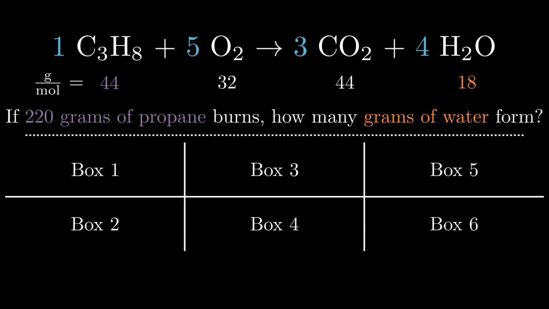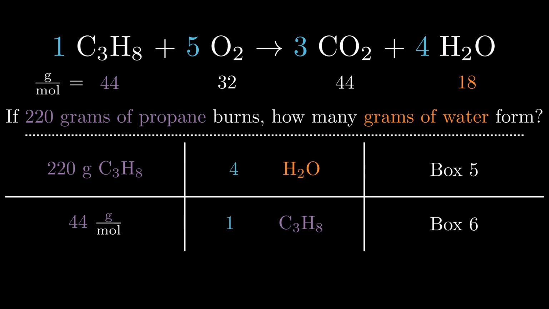Starting with the top left box, put the mass given in the question, but do not forget to put the formula of the substance too. Underneath, put the molar mass of the given substance. In the bottom middle box, put the coefficient and formula from the equation of the given substance. Above that, take the coefficient and formula from the equation of the substance we want in our answer. In the top right box, put the molar mass of the substance we want.